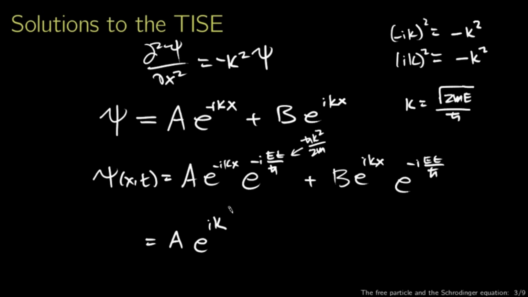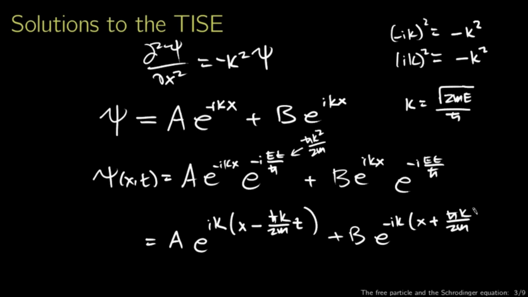If I do that manipulation, the first term here, instead of having this product of two exponentials, I'm going to write it as a sum in the exponent, x minus h bar k over 2m t, plus b times something that looks very similar, e to the minus i k x plus h bar k over 2m t. So these are our general solutions to the full Schrödinger equation. Our full wave function is a function of both position and time.